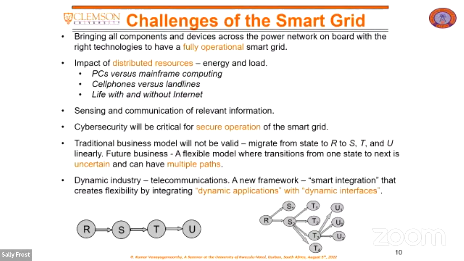And the impact of the smart grid can be viewed. Let's say we realize all those 7 bullets. The impact can be viewed as how PCs have changed our life compared to when we used mainframe computing, right? How cell phones have changed.